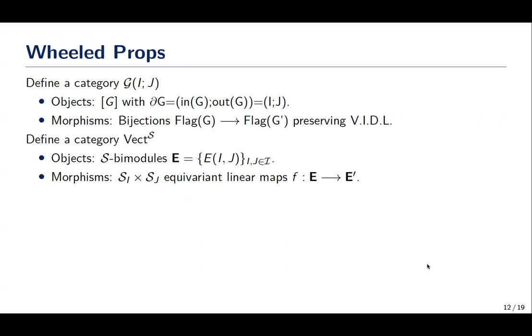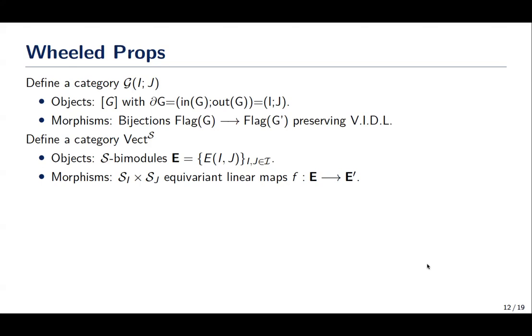Then another category is the category of S-bimodules. To briefly tell what S-bimodules are, they are collections of vector spaces which have right symmetric group actions and left symmetric group actions on the I's and J's. It's basically permuting the family of vector spaces. And morphisms are linear maps. We have vector spaces, so it's a natural choice to have linear maps between them. And in particular, because we have this S-bimodule structure, we want this S_I cross S_J action to be preserved, so these are equivariant linear maps.